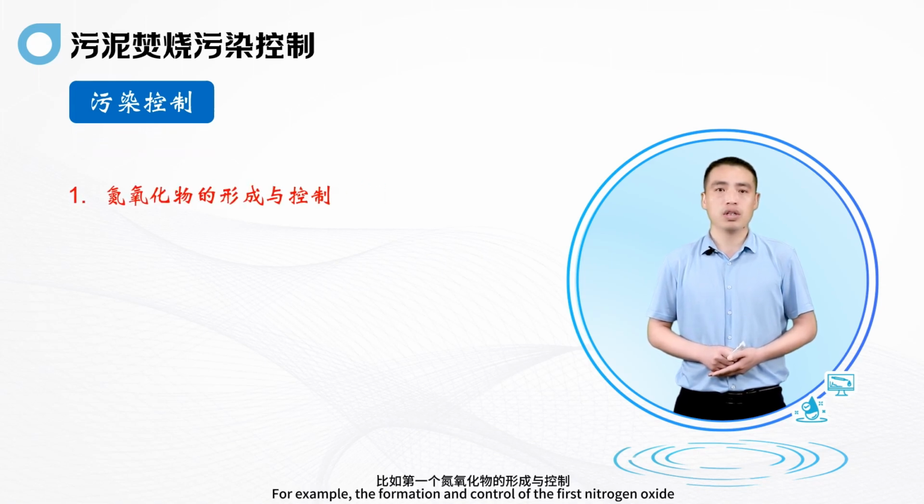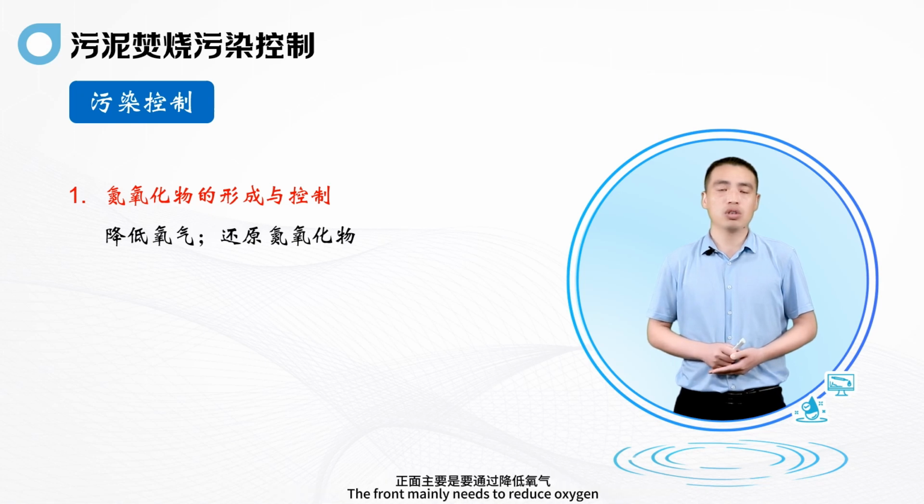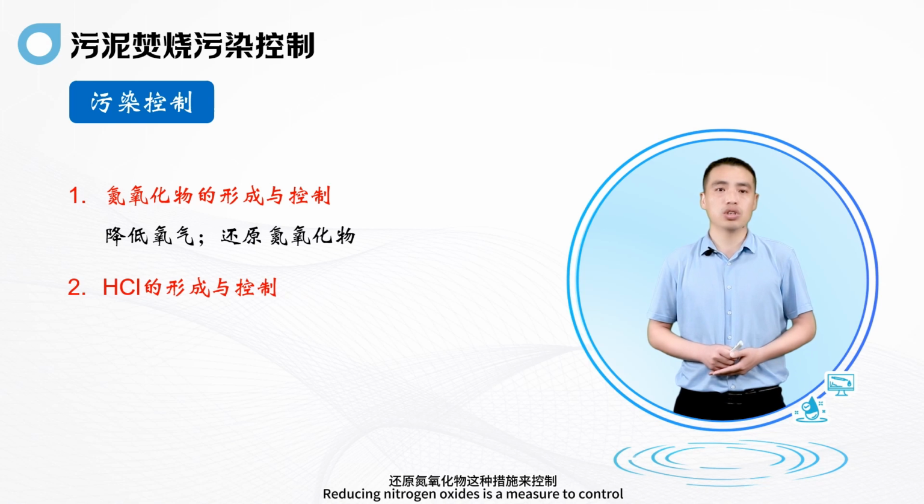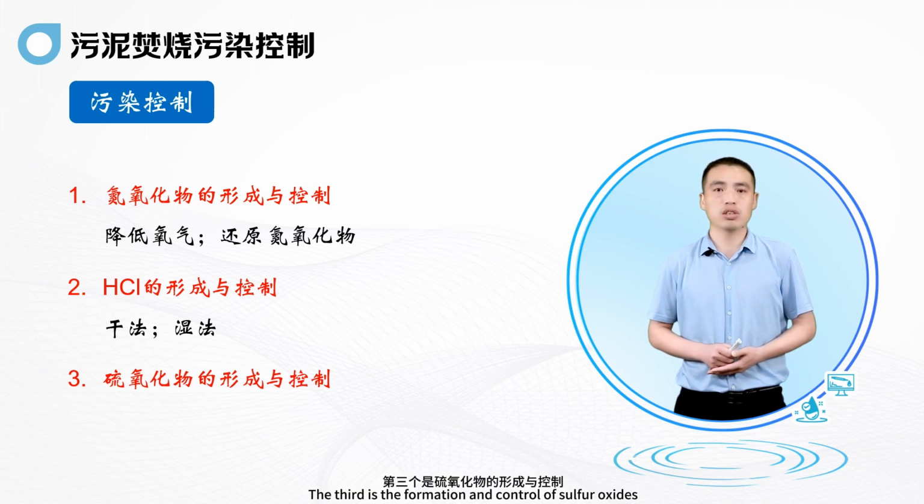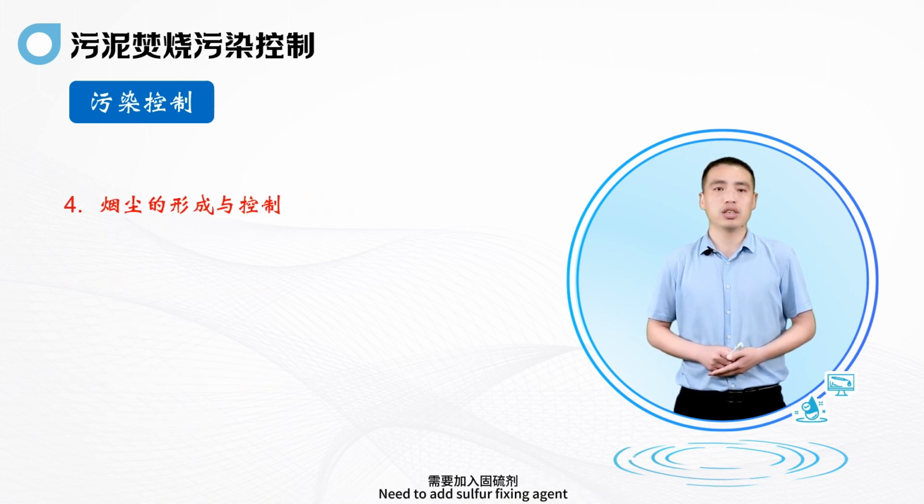For example, first, the formation and control of nitrogen oxides. Mainly we need to reduce oxygen; reducing nitrogen oxides is the control measure. The second is the formation and control of hydrogen chloride. Hydrogen chloride is an acidic gas, and it can be controlled in two ways: the dry method and the wet method. The third is the formation and control of sulfur oxides. Mainly they need to be controlled from the source, by adding a sulfur fixing agent.